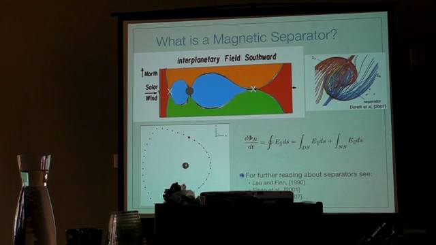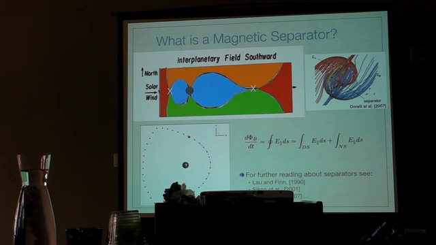But why would you want to look for them? What's the point? So here's a case. This is for southward IMF. We're looking down on the equatorial plane. And these points are separator points that I've traced out. And then these are the nulls. You see the separators connecting the magnetic nulls. And by definition, this line has to enclose all of the closed flux in the system.